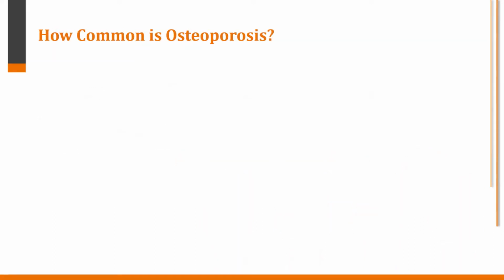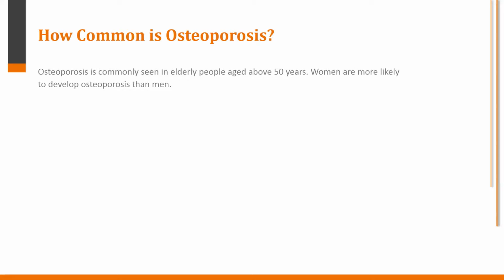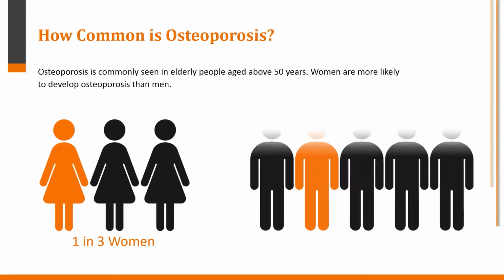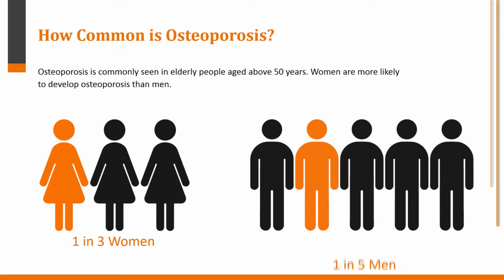Hence, it is often called a silent disease. How common is osteoporosis? Osteoporosis is commonly seen in elderly people aged above 50 years. Women are more likely to develop osteoporosis than men. 1 in 3 women and 1 in 5 men are at risk of osteoporosis.